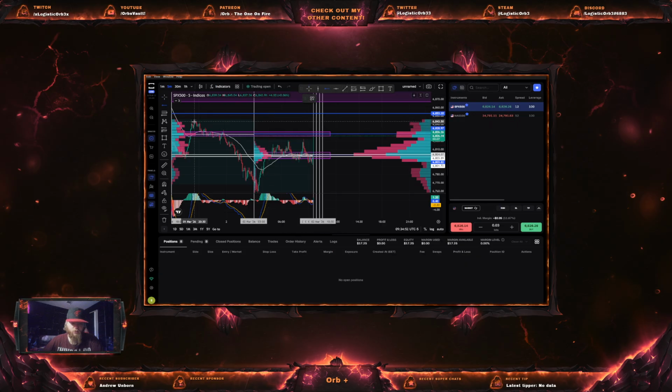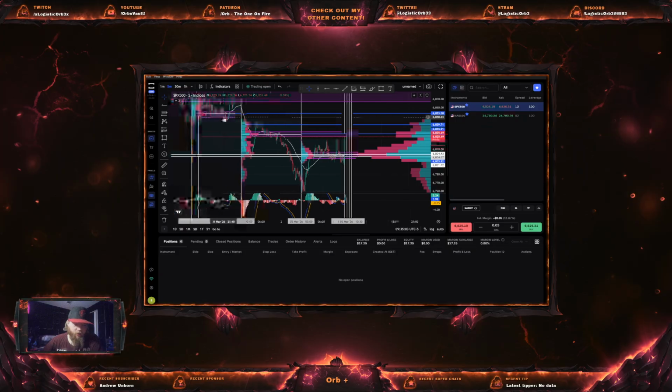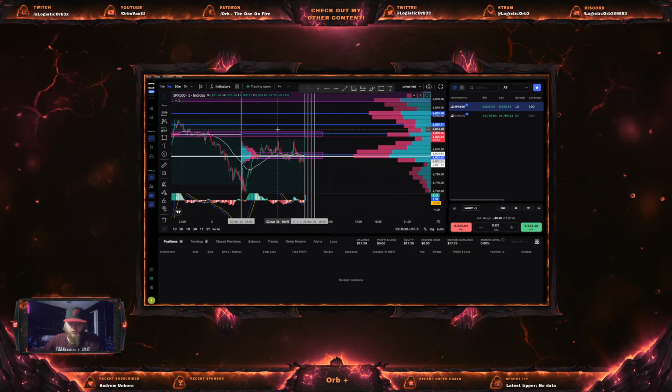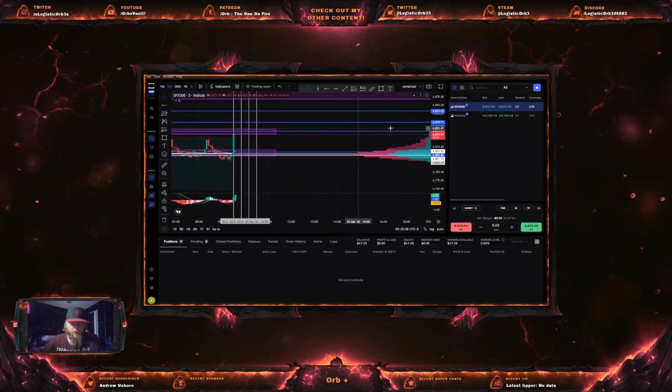If it does continue, we'll stop right about here, this level. If it continues beyond that, then we know price doesn't care about either of these. We can assume it's going up to this point of control over here.